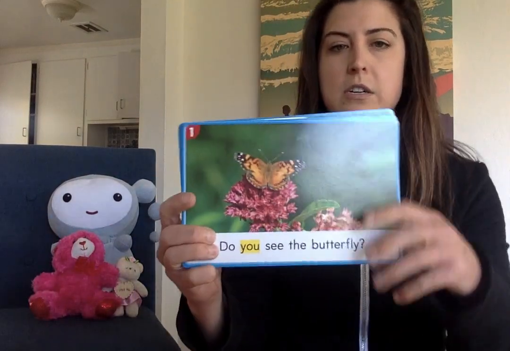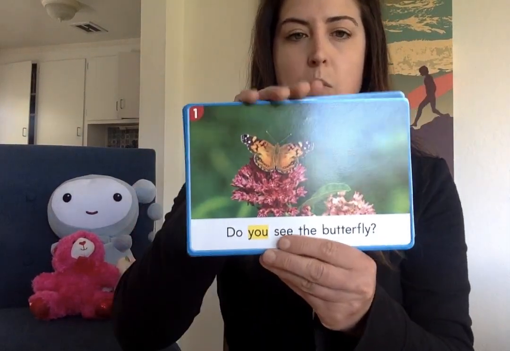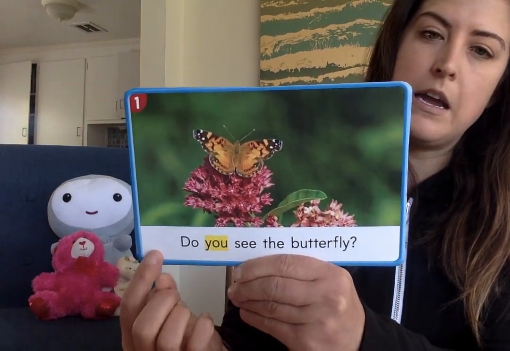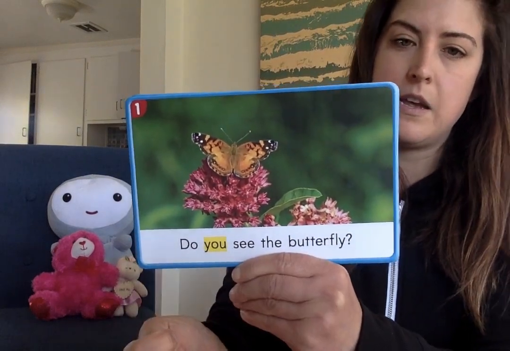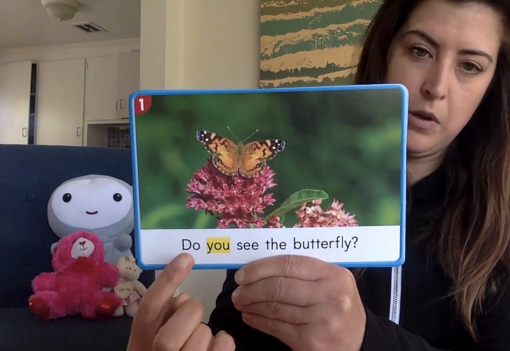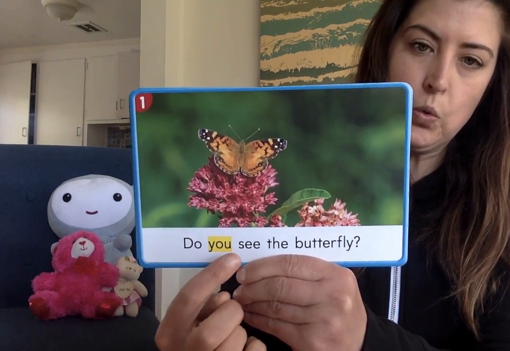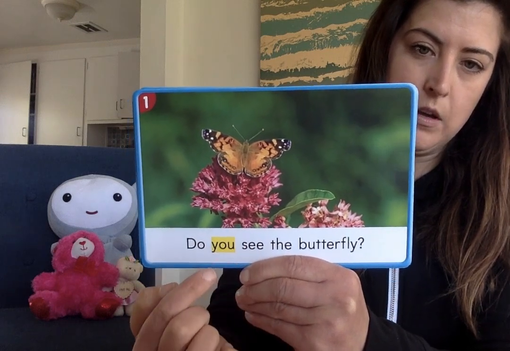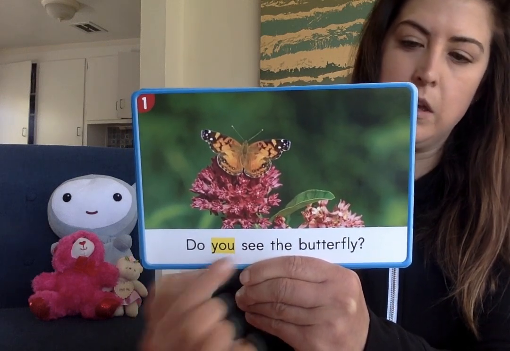And instead of doing our sight word flashcards today, I thought it would be fun to look at our pictures that I usually have hanging up on the whiteboard that show our snap word inside of a sentence. Read it with me. Do you see the butterfly? The snap word is you. Y-O-U.